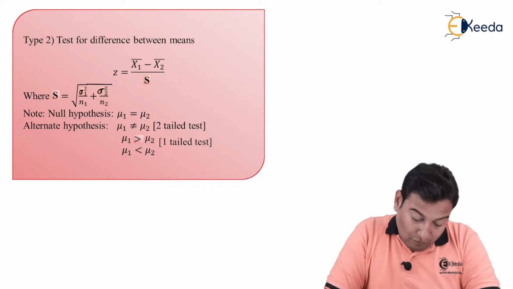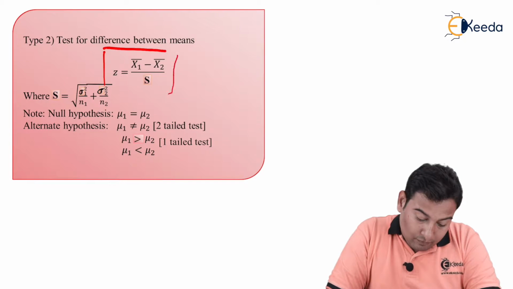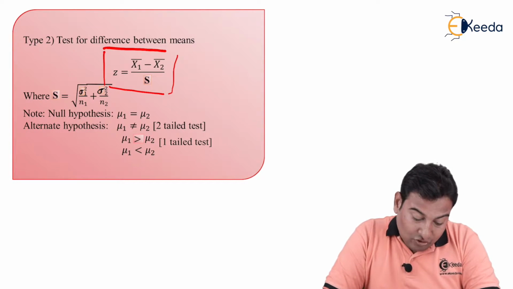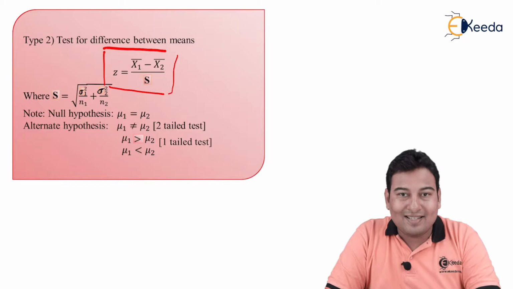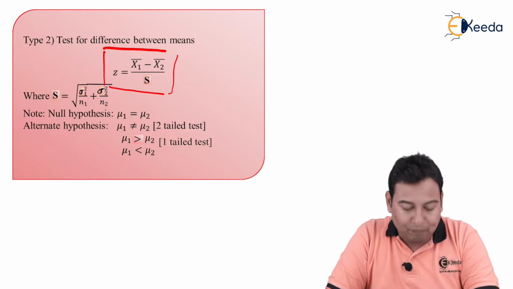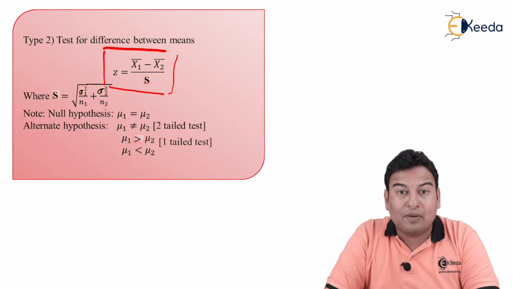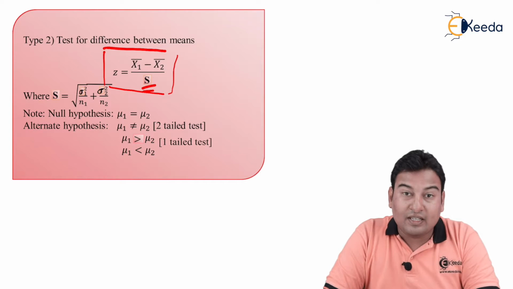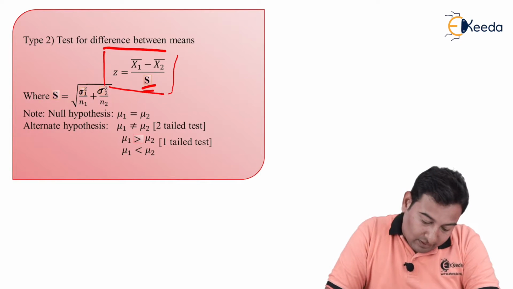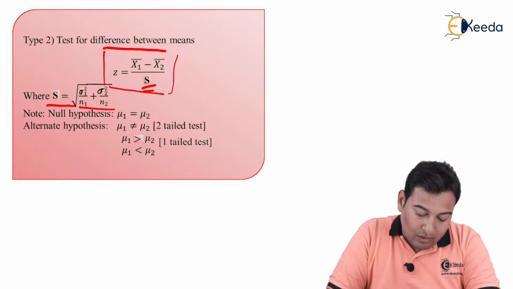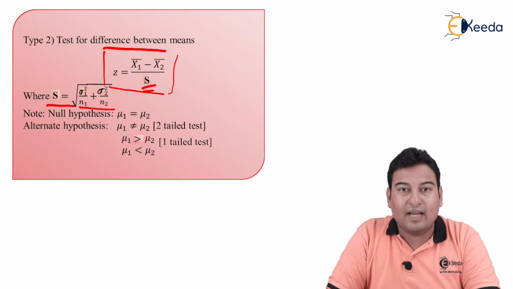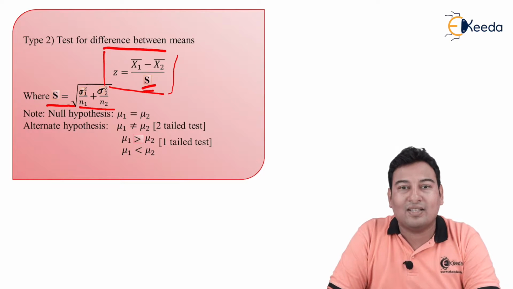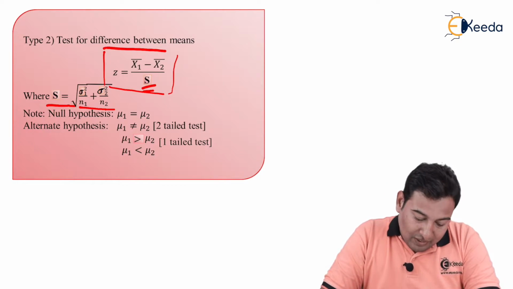So this is the formula for Z: x1 bar minus x2 bar upon S. Obviously you know x1 bar is the mean of sample 1, and x2 bar is the mean of sample 2. Here S is unknown. For finding S, this is the formula: root of sigma 1 square upon n1 plus sigma 2 square upon n2, where sigma 1 and sigma 2 are the standard deviations of the populations.